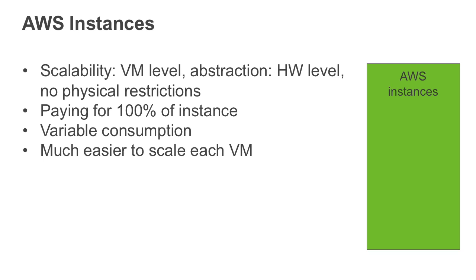And instances are scalabilities at the VM level, abstraction at the hardware level, and there's no real physical restrictions, but you're paying for 100% of that instance. So a lot of the same issues that you had with a physical box now apply to this virtual machine. Granted, the virtual machine is a lot less expensive to maintain, but you're paying for the entire virtual machine or instance. And again, you have variable consumption. You might be using 10% of the box or 100% of the box, and you're paying the same thing.